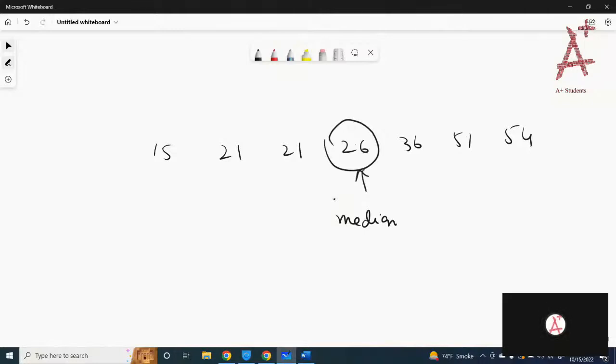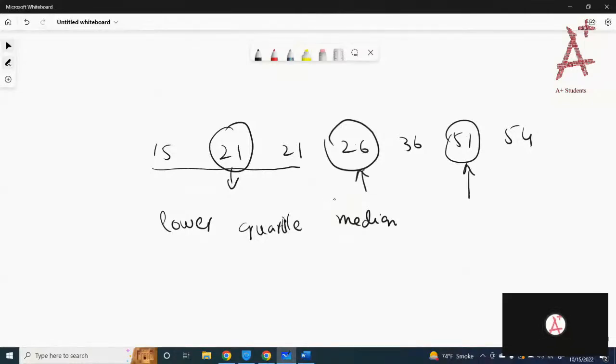Got it? Now you have to find the lower quartile. The lower quartile is the middle number that is exactly in the lower half. So 21 is the lower quartile. Got it? Then for the upper quartile, in the upper half, the middle number is 51. That is the upper quartile. Got it? So the correct option is 21, 26, and 51. So select the correct option and click on the OK button.